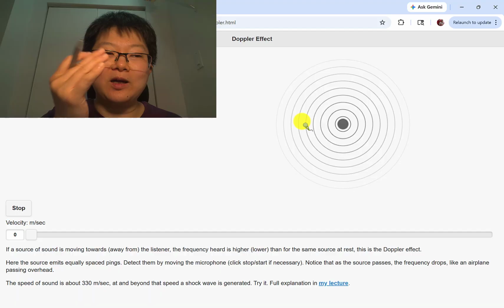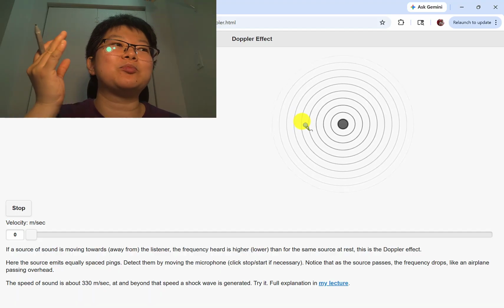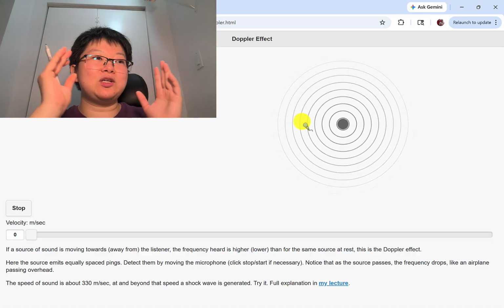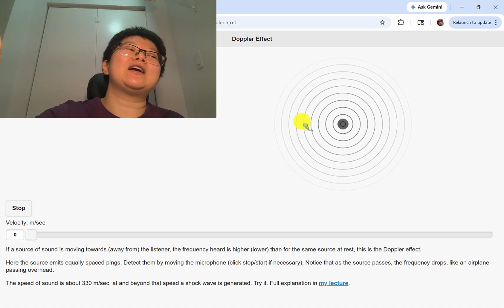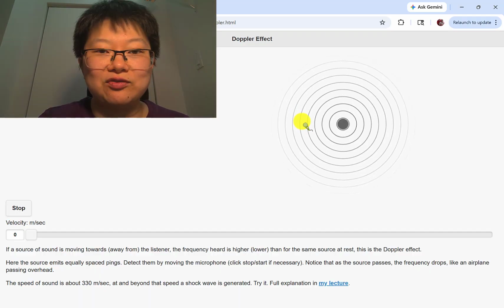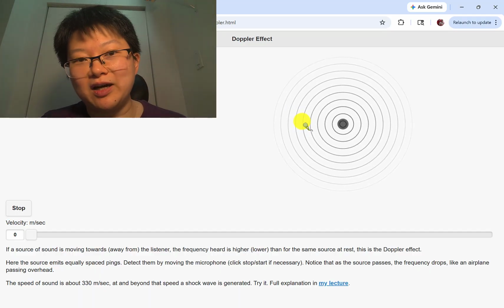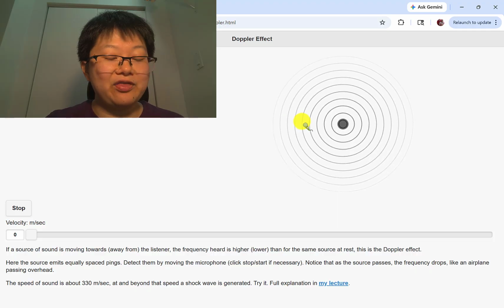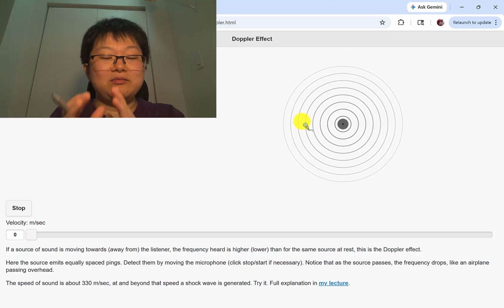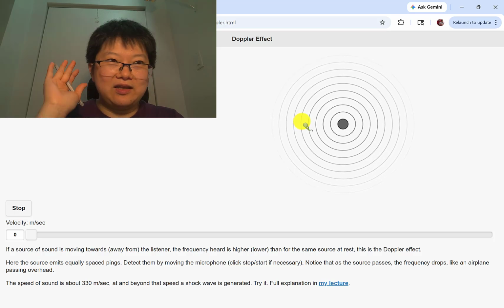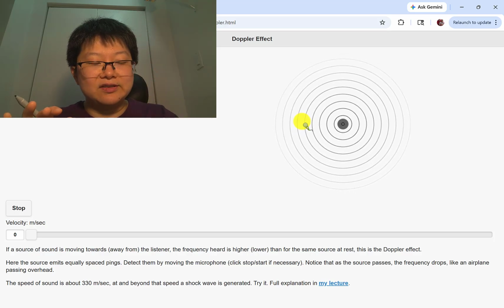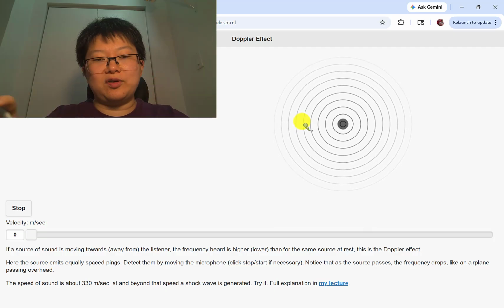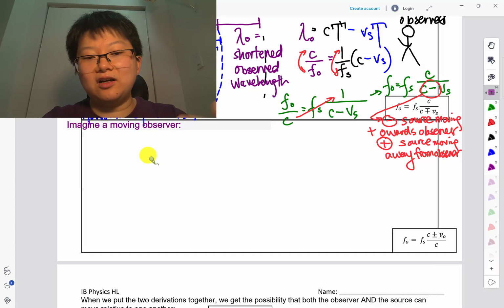Because of the differences in the perceived wavefronts, and therefore the wavelengths, the perceived wavelength would also be different, which then gives us a different perceived frequency. Do keep in mind the original speed of the wave in this medium is going to remain constant, and that speed versus the speed of the moving source or the moving observer are separate speeds. So I'm going to shut that off and come back here.